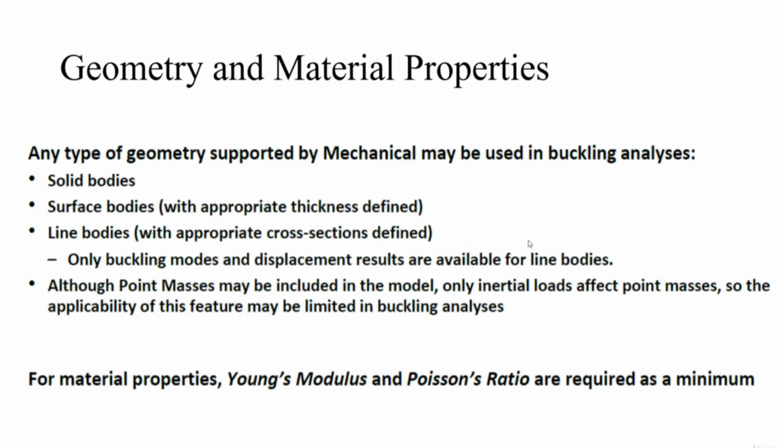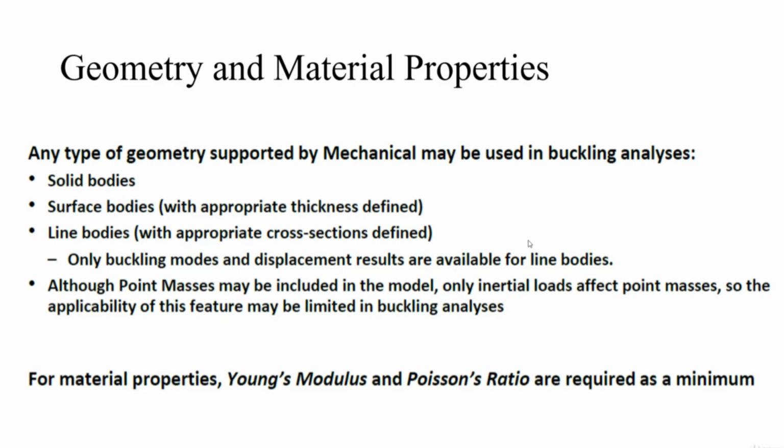So what are the different types of geometries that can be used to perform buckling analysis? We can use solid bodies, we can use surface bodies. As I've told you previously, for the surface bodies we have to define the appropriate thickness, and we can also use line bodies, for which we need to apply the appropriate cross sections. See, only buckling modes and displacement results are available for line bodies.